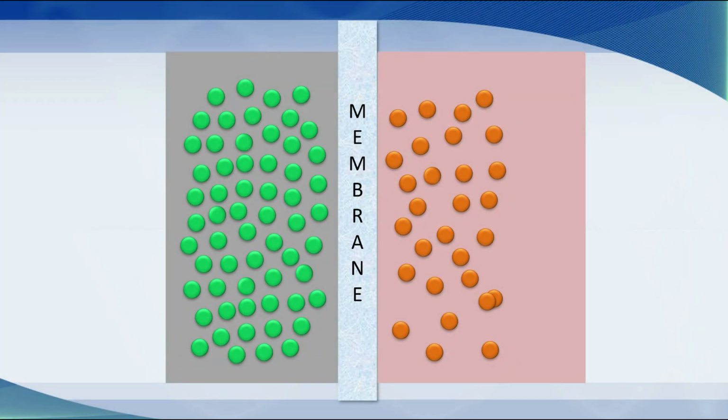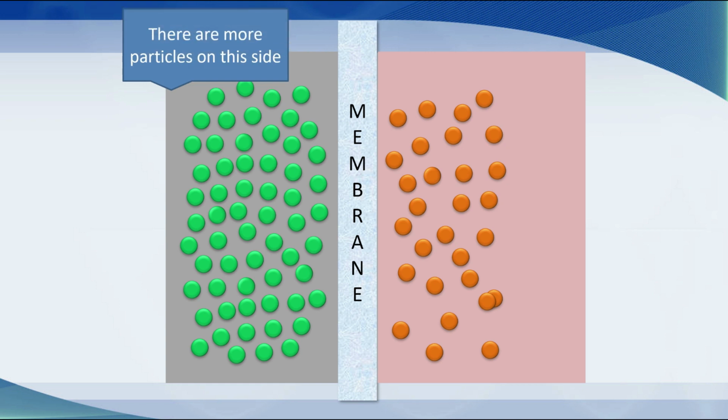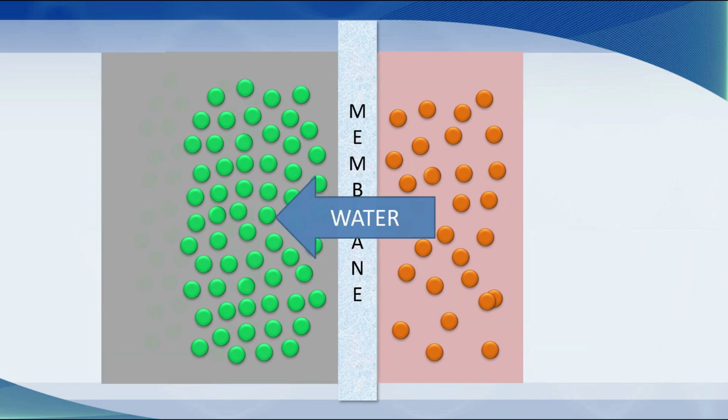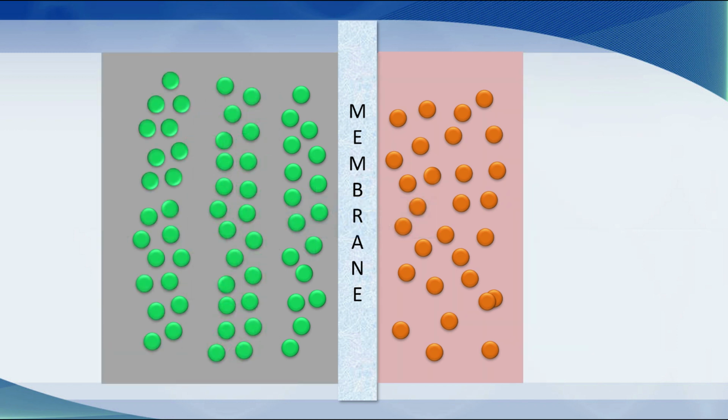In this example, there are more particles on the left-hand side of the membrane. The concentration is higher there. Consequently, water moves across the membrane. This continues until the concentrations are equal, and that process is known as osmosis.